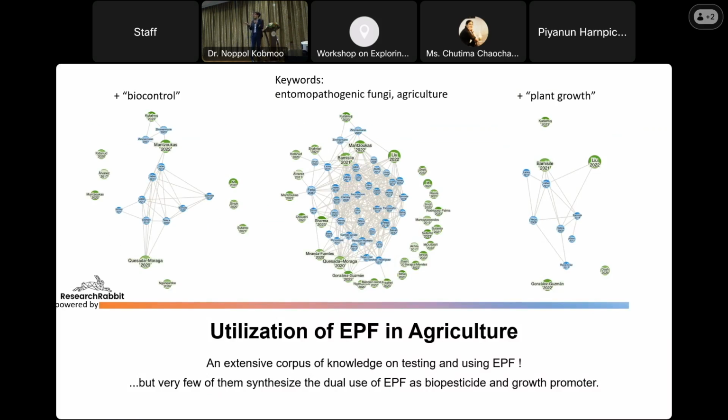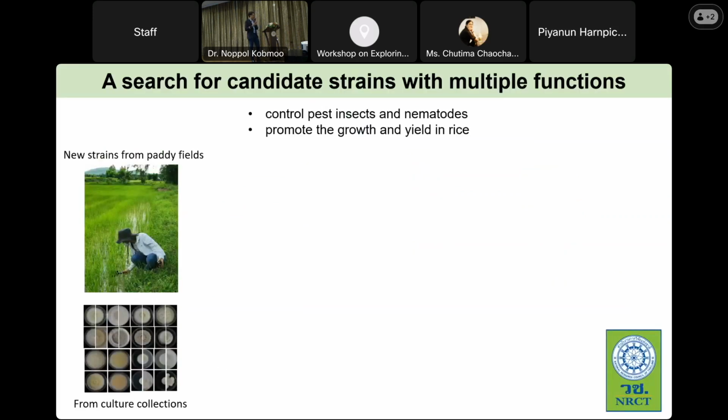If you search the literature, there is very little overlap between biocontrol and plant growth. Many of the studies that synthesize these two ideas are only conceptualized, not yet implemented on a big scale. So one of the objectives of our lab right now is to search for a good candidate of entomopathogenic fungi that can also be used as a biostimulant to improve plant growth.